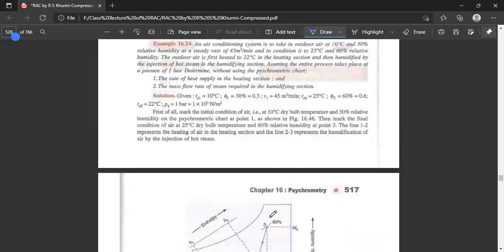Now, an air conditioning system is to take in outdoor air at 10 degrees centigrade and 30% relative humidity at a steady rate of 45 cubic meter per minute, and to condition it to 25 degrees centigrade and 60% relative humidity.